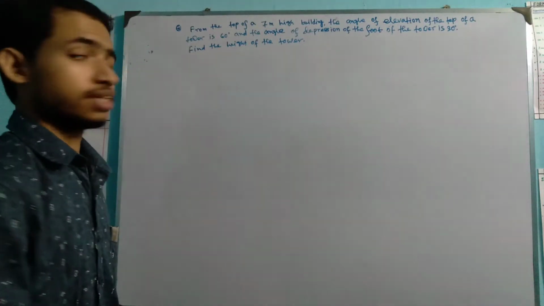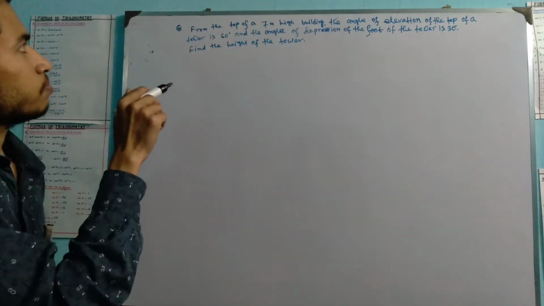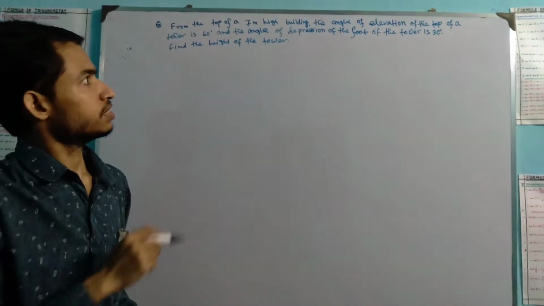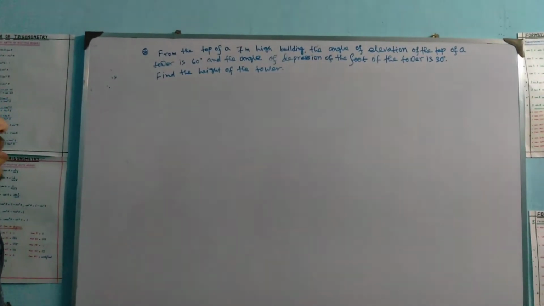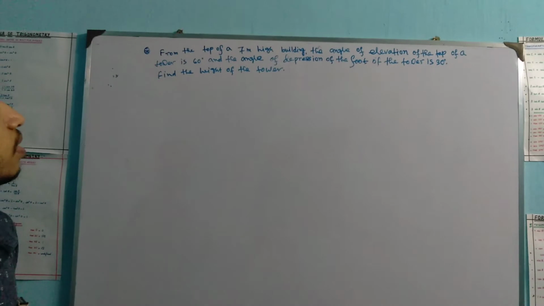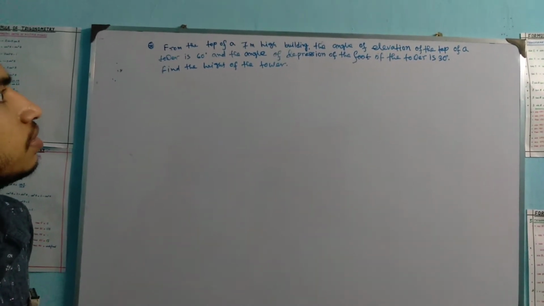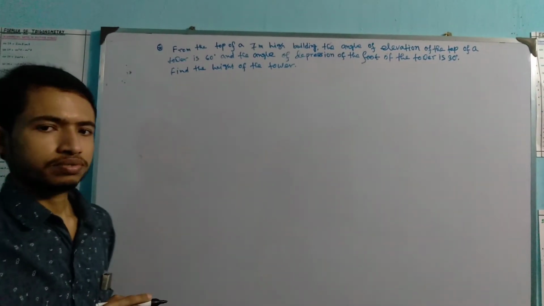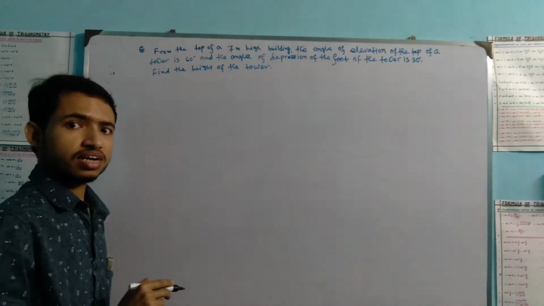Hello. The question is saying that from the top of a 7-meter high building, the angle of elevation of the top of a tower is 60 degrees, and the angle of depression of the foot of the tower is 30 degrees. Find the height of the tower. Let's draw the necessary diagram at first.